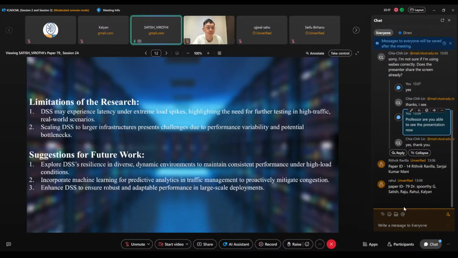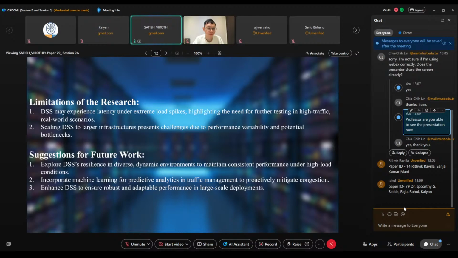And coming to the limitations and suggestions for our future work, while DSS has shown promising results, there are still areas that need further investigation. Further research should focus on testing DSS under extreme load conditions and in large network infrastructure to fully validate its effectiveness. Additionally, integrating machine learning techniques could allow DSS to predict traffic patterns and proactively manage network resources, further enhancing its performance in diverse scenarios.